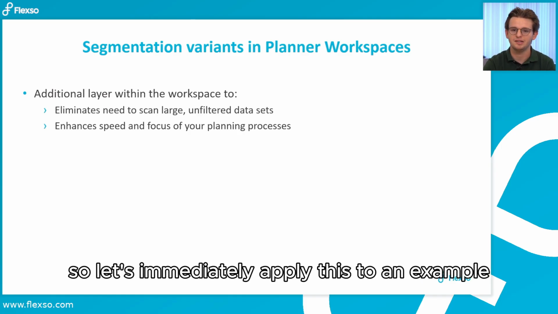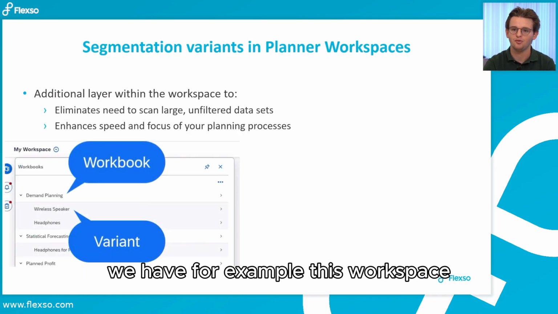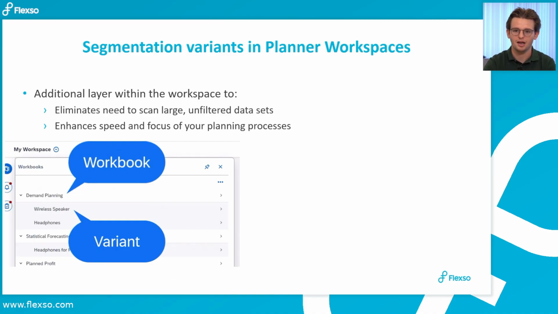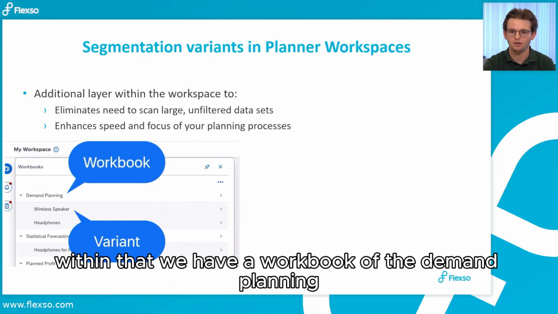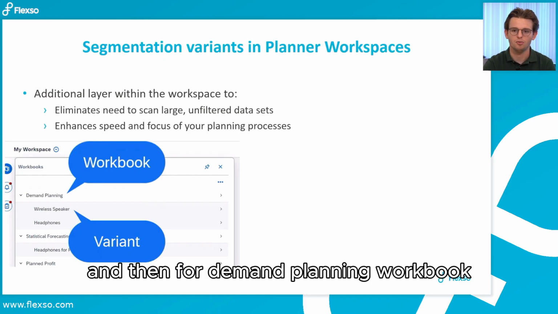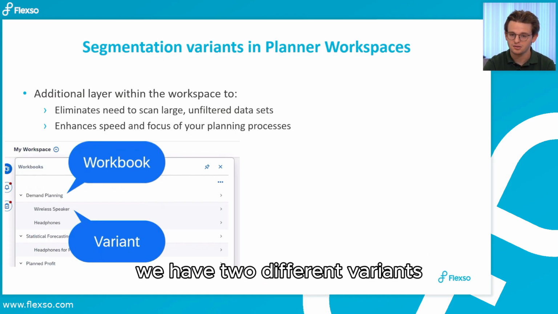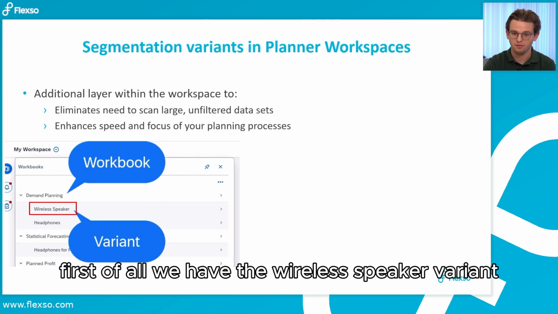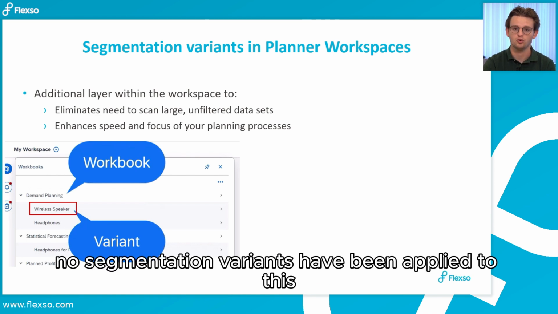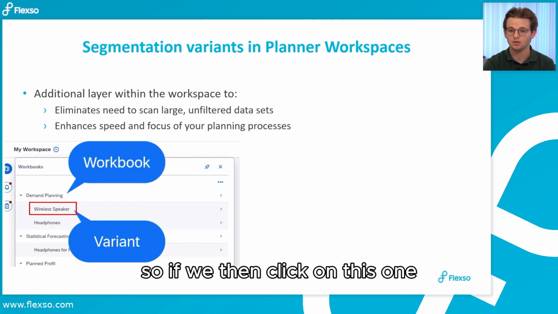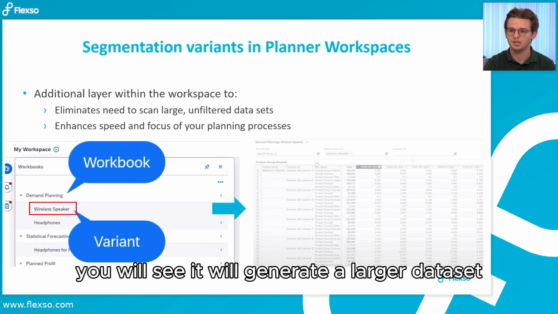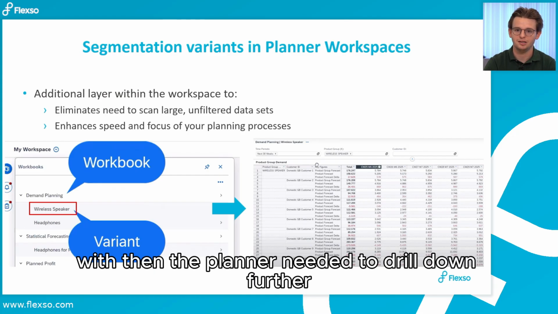So let's immediately apply this to an example. We have, for example, this workspace. Within that, we have a workbook for demand planning, and for the demand planning workbook, we have two different variants. First of all, we have the wireless speaker variant, which is just a normal variant. No segmentation variants have been applied to this. So if we click on it, it will generate a larger data set, with the planner needing to drill down further if needed.